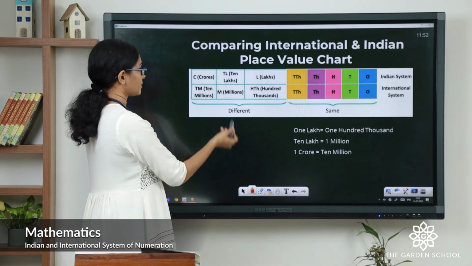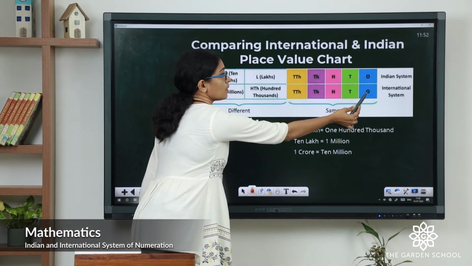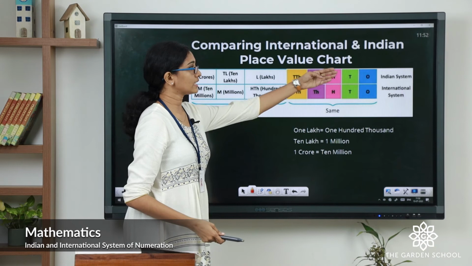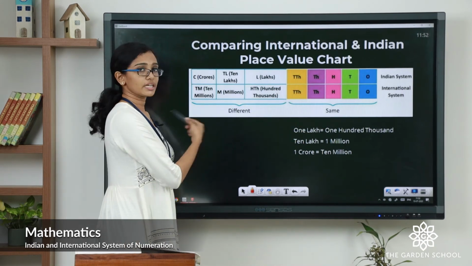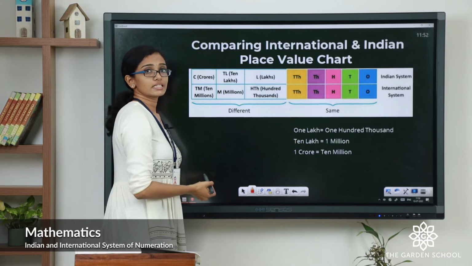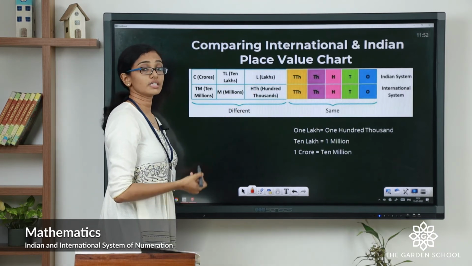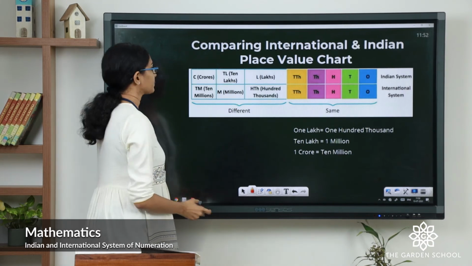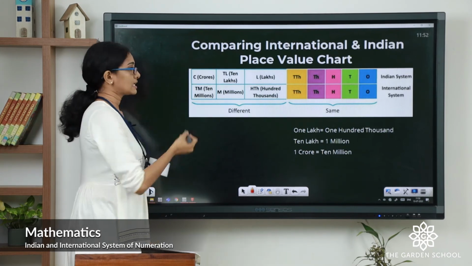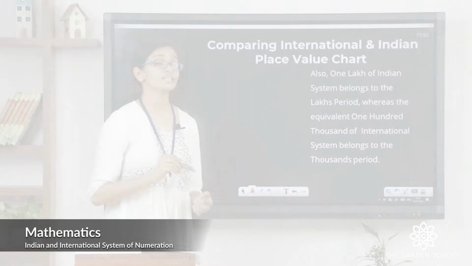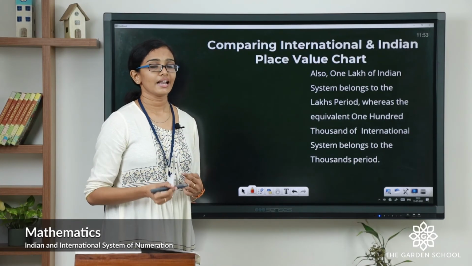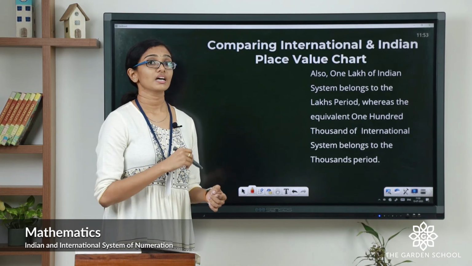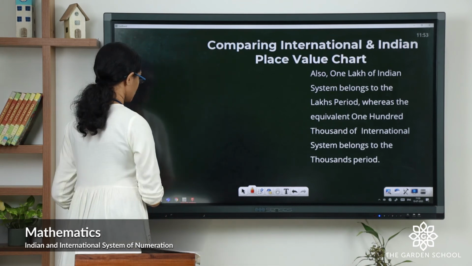So let's have a comparison. See, from ones to 10,000s, the places are mentioned the same way in both the Indian and international systems. Thereafter, it changes. 1 lakh in the Indian system is read as 100,000 in the international system. And 10 lakh is read as 1 million. And 1 crore is read as 10 million. Also, 1 lakh in the Indian system comes under the lakhs period, whereas the equivalent 100,000 of the international system comes under the thousands period. So I hope the difference is clear to you.